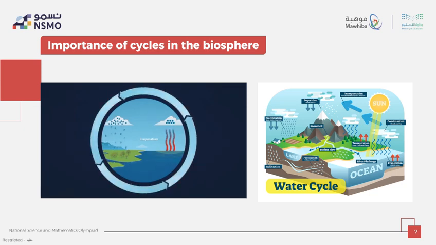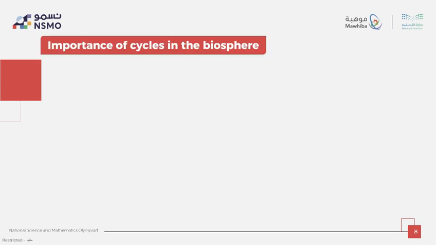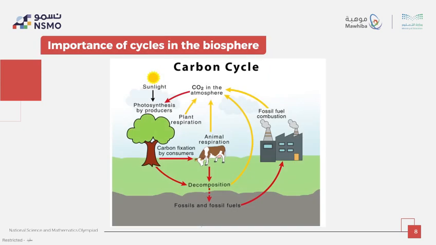So now you know. The second example of recycling processes in the ecosystem is the carbon cycle. The carbon cycle explains how carbon moves continuously through the atmosphere, living organisms, soil, and fossil fuels.